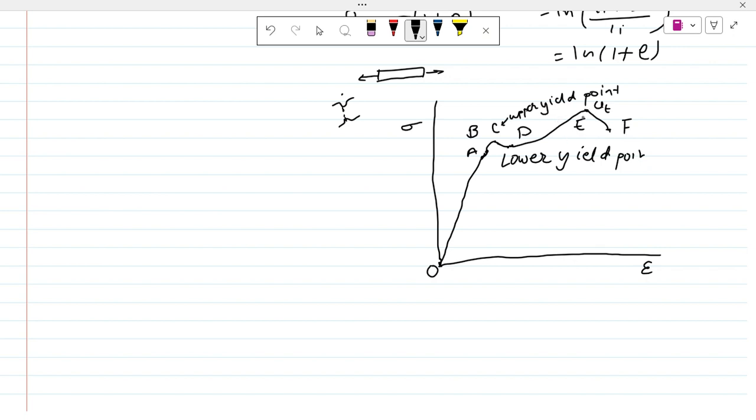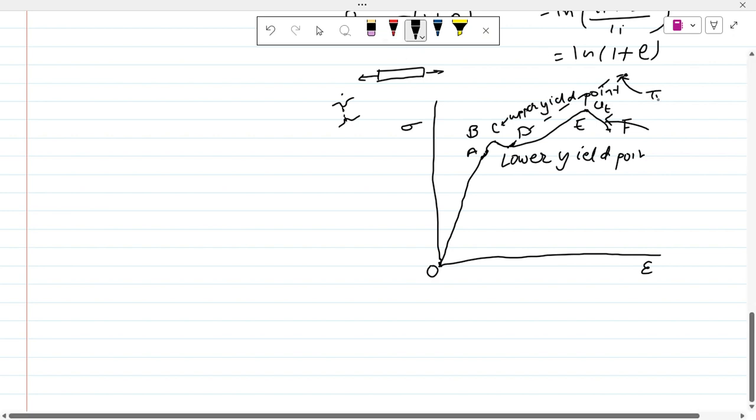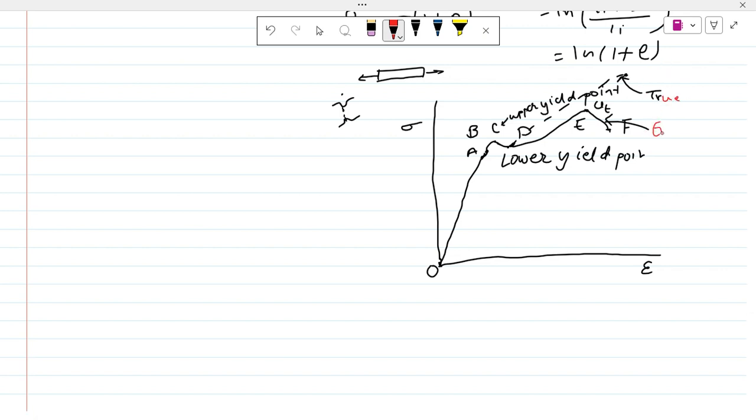That is if we consider engineering stress, but what about true stress? In the case of true stress and true strain, the curve looks like this, because in true stress the area after necking decreases, and this increases the stress value. So it will propagate like this. This is true, and this is engineering.